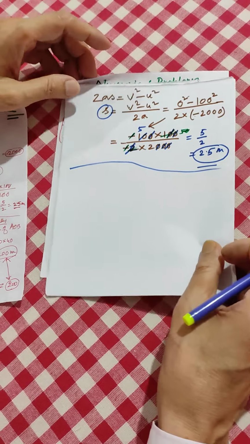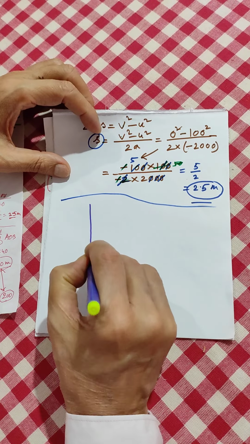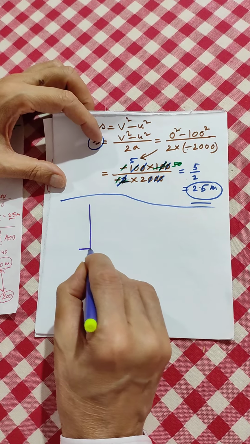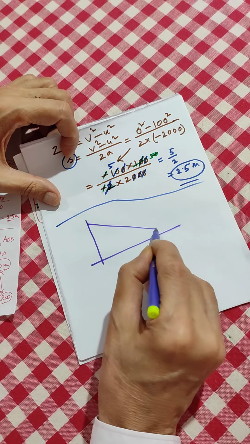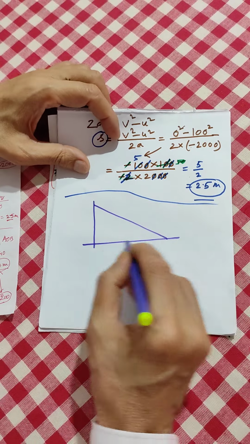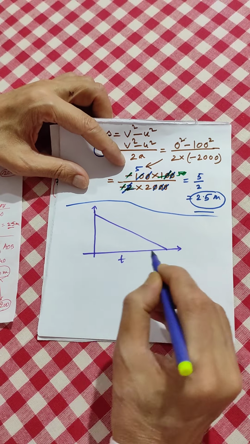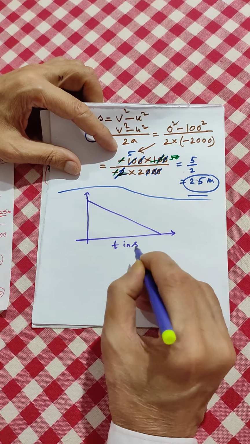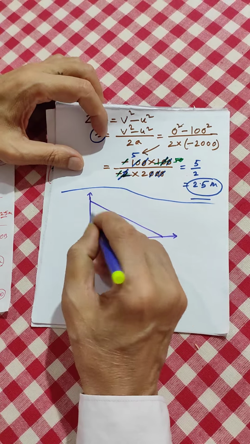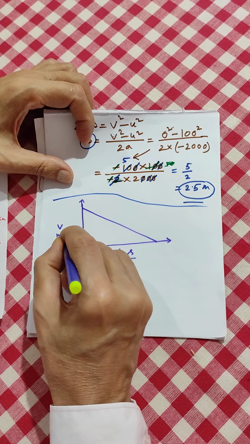Okay, now let us see the next one. Yes, it's a graph. A graph is given. Now along the x-axis is time, t in second, and along the y-axis, v is given in meter per second.